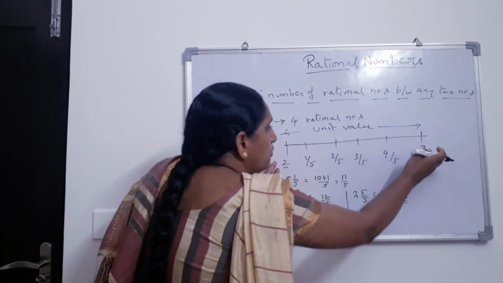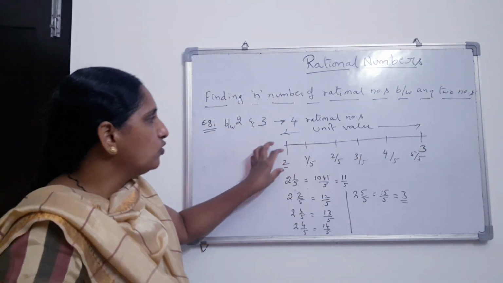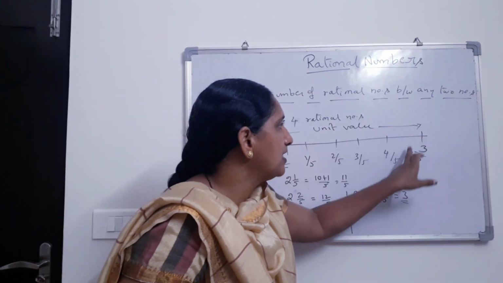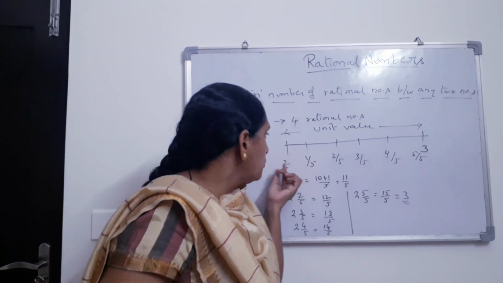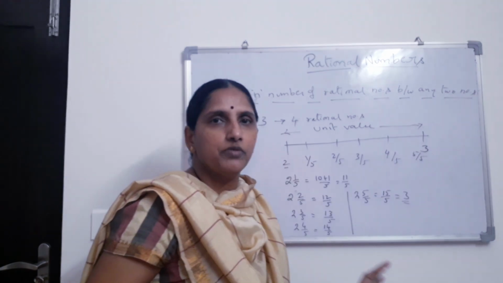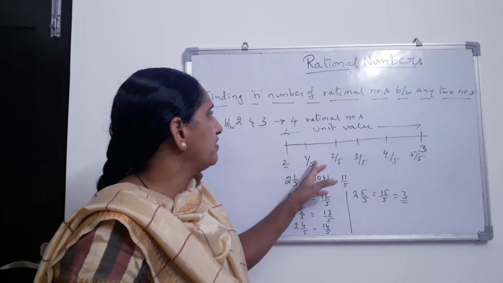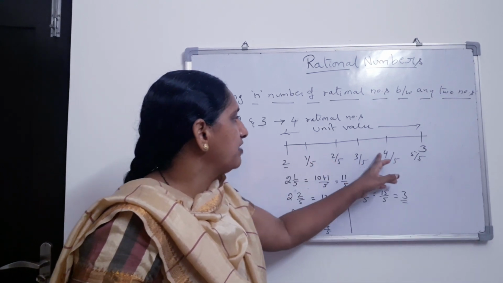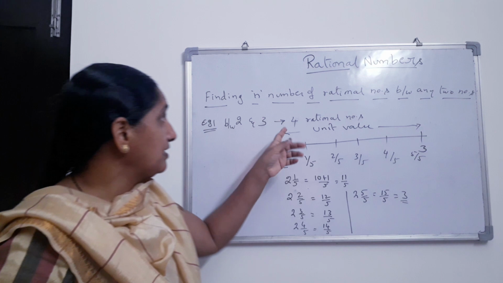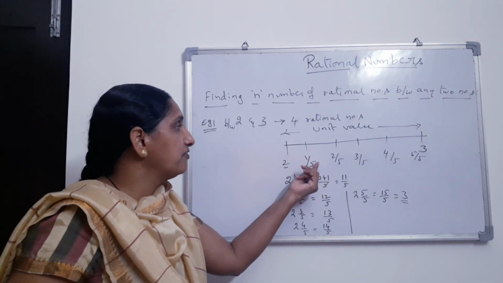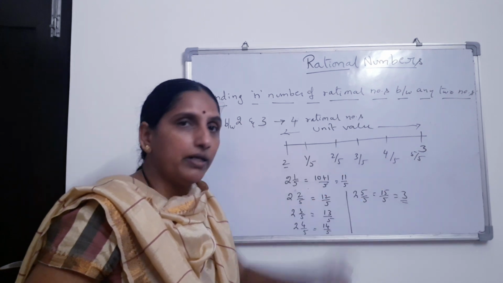It means excluding 2 and 3 we are finding now. I just wanted to make you understand how 2 5 by 5 can be 3. So if we take 4 rational numbers here, I am dividing it into 1 by 5, 2 by 5, 3 by 5, 4 by 5. And what did I do? When I am taking 4 rational numbers, I have increased the denominator value by 1.